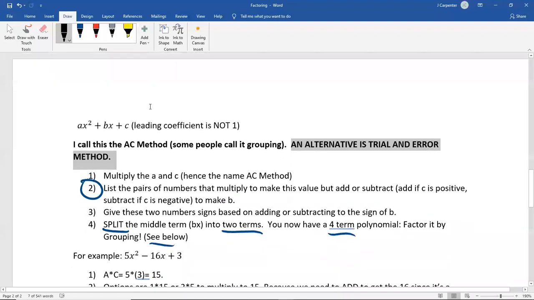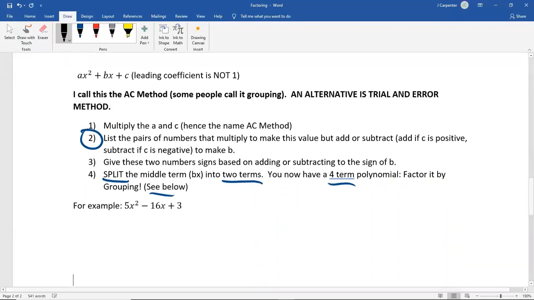All right, so multiply the A and the C. List the pairs to make the B. Adding and subtracting is appropriate. Then you'll give those numbers appropriate signs. It's all really part of the same step. But then you split the middle term. So you might take something that's originally a plus 5x and turn it into 6x minus 1x. You'll now have a 4-term polynomial that you factor by grouping.